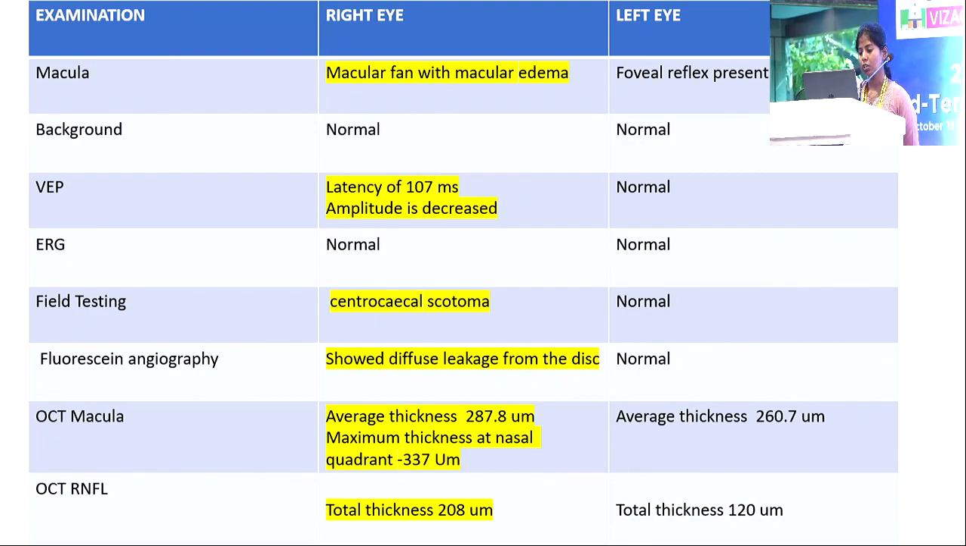VEP was done, which showed a latency of 107, and the amplitude was decreased when compared to the left eye. ERG was normal. Field testing showed a centrocecal scotoma, and fluorescein angiography showed diffuse leakage from the disc. OCT macula showed thickening, with the maximum thickness at the nasal quadrant of 337 micrometers, and the OCT RNFL also showed thickening of 208.